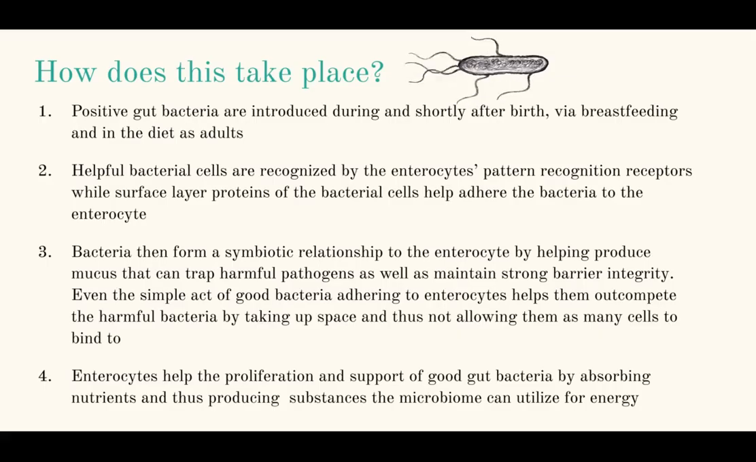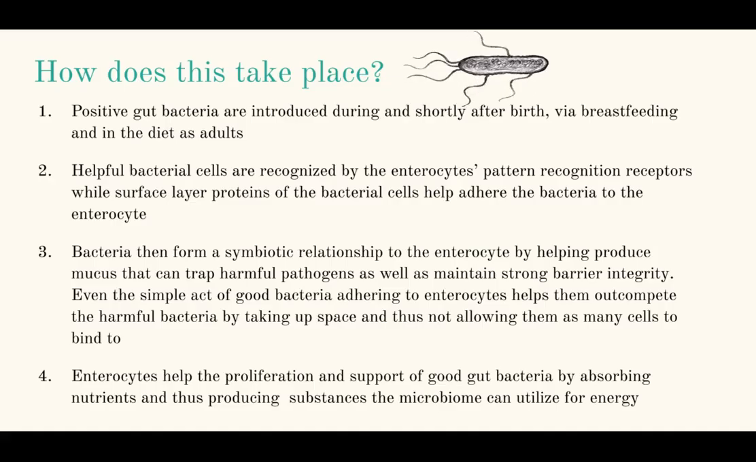So to go into more detail, how does this symbiotic relationship actually take place? Number one, positive gut bacteria are introduced during and shortly after birth via breastfeeding, and in the diet as adults. Helpful bacteria cells are recognized by the enterocyte pattern recognition receptors, while surface layer proteins of the bacterial cells help adhere the bacteria to the enterocyte itself. So even in that sense, the bacterial cell and the individual enterocyte are working together.